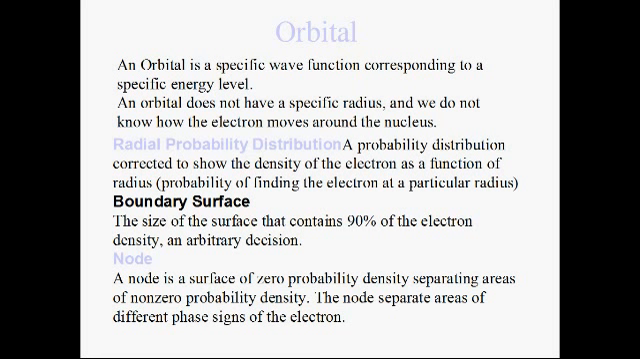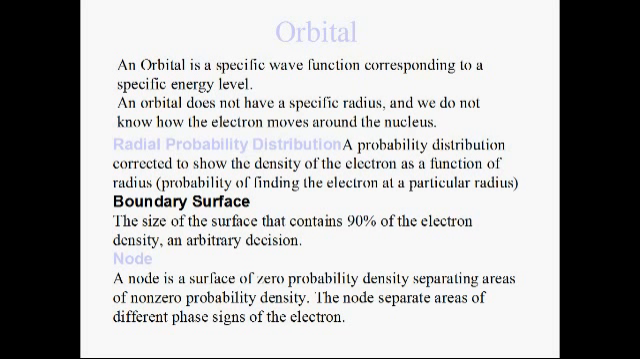And that also will show nodes, or changes of phase. If we have multiple lobes on our orbital, those will usually be different phases of the electron. The electron is a wave, just like waves on water. They have peaks and troughs. If two peaks meet, then the electron has constructive interference and exists in that area. If two troughs meet, it has constructive interference and exists in that area.